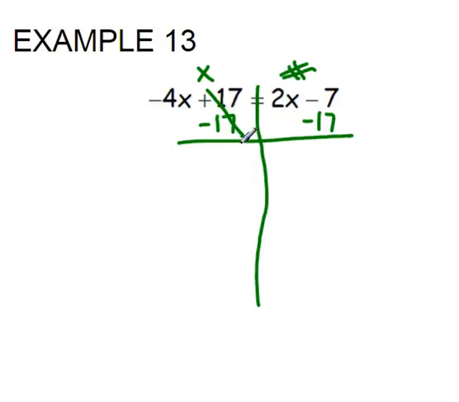This will make the 17 on the left cancel out and leave us with 4x. On the right, I'm going to bring down the 2x and combine the negative 7 and negative 17 to get negative 24.